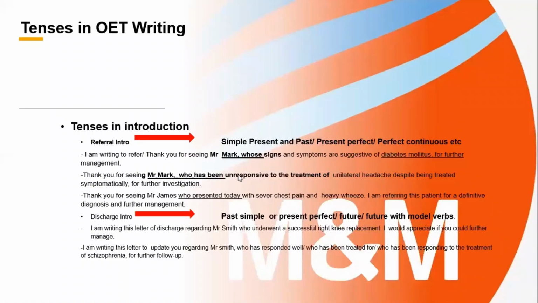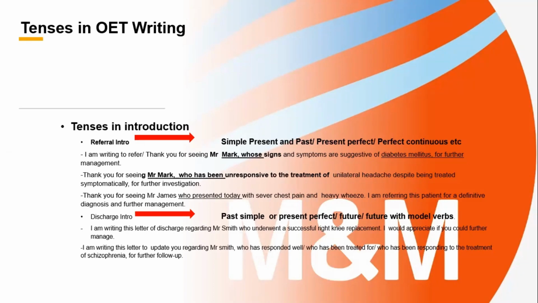Okay, sorry for that. So let's say there are a few examples. We can use the present simple tense or present perfect tense as well. Let's say, who has been unresponsive to the treatment. As per the basic rule of grammar, if we have something that started in the past and still continues in the present, we can use the present perfect, progressive, or continuous form. Followed by, we have to see, who presented today with severe chest pain.